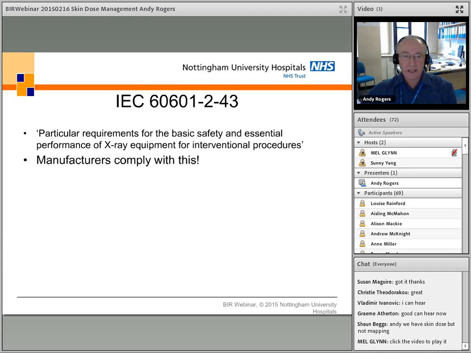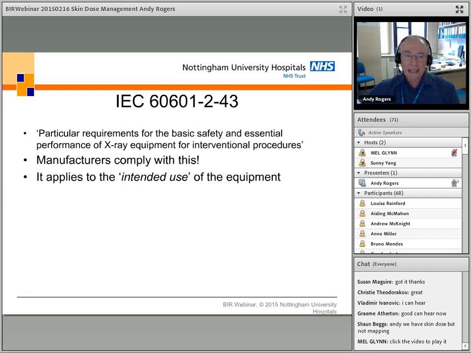And I've put the title up there for you: particular requirements for the basic safety and essential performance of X-ray equipment for interventional procedures. Manufacturers, if they want to sell their kit, have got to comply with it, and they're very serious about this. If you want to comply with the interventional one, it's about the intended use. So any equipment used for interventional, even if it's a mobile C-arm, should really be complying with this standard.